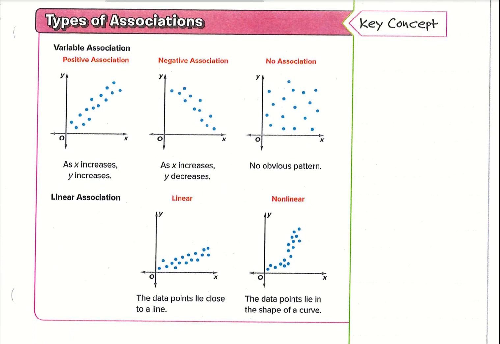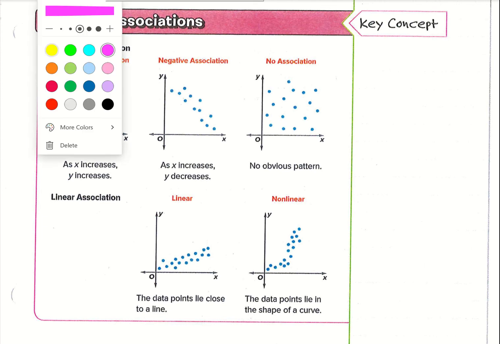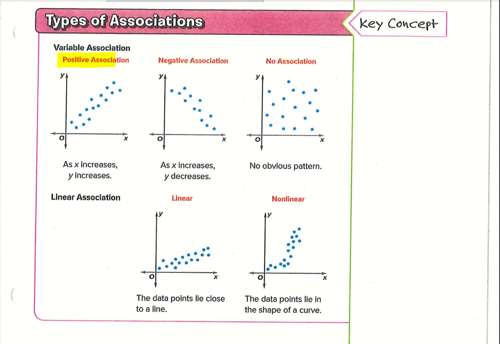We have here types of associations for scatter plots. What we're looking at here are 3 different things mainly. We've got positive, negative, and no association. A lot of times you'll hear correlation instead of association. If you want to write that out, that's your correlation. That's typically what I call it, correlation.